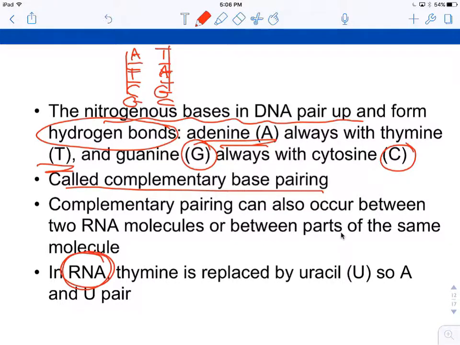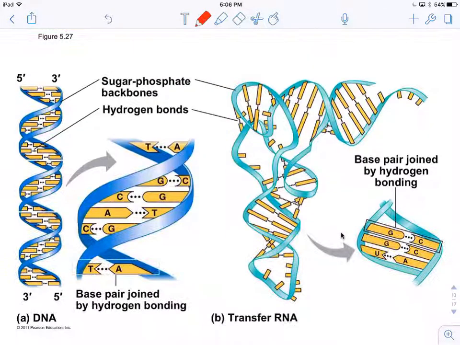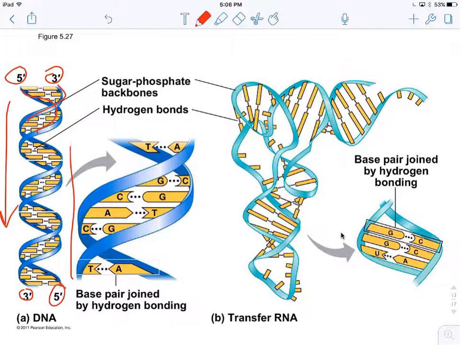In RNA, thymine is replaced by uracil, so adenine pairs with uracil. And let's have a look. So here you can see the two sides. Here's one side, there's the other side of the backbone, and they run in opposite orientation, 5' to 3', 5' to 3'. And you always read 5' to 3'. Here's a close-up. You can see G pairs with C, G pairs with C, A pairs with T, C pairs with G, etc.